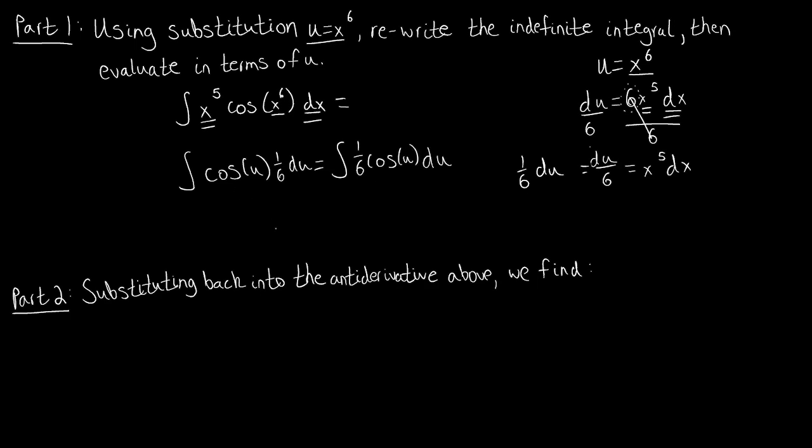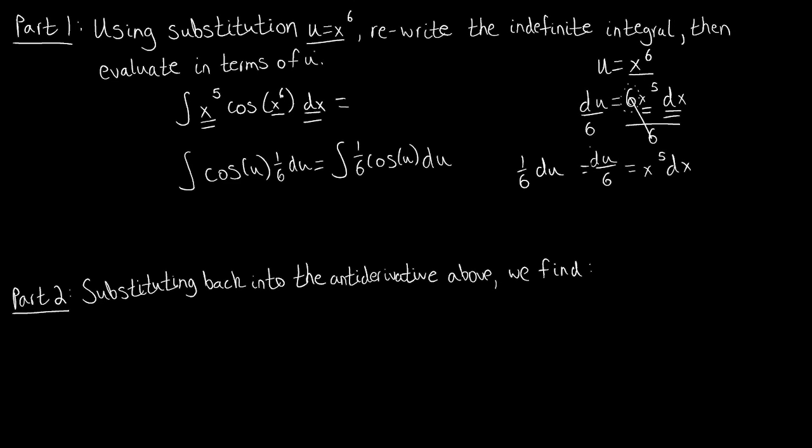Multiplication is commutative, so the order of the multiplication doesn't matter. We can put 1/6 in front of cosine of u. I just like writing it like this so that we have our constant multiples in front of our function, and then our differential right there. It looks nice. It's easy on the eyes like that.